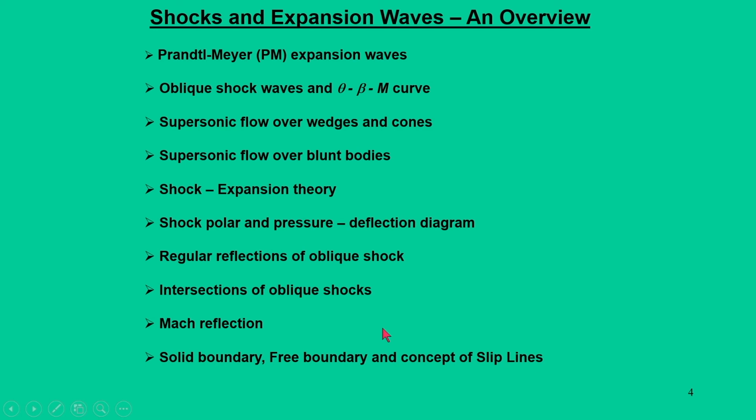Apart from this, these are some of the highlights. We have Prandtl-Meyer expansion, we have oblique shocks, and we have also discussed supersonic flow past wedge and cone. We have supersonic flow over blunt bodies, and based on this we have shock expansion theory. There are many other practical or graphical representations of oblique shocks, like the shock polar and the pressure deflection diagram, and some naturally occurring situations: regular reflections, intersections of oblique shocks, and Mach reflections.